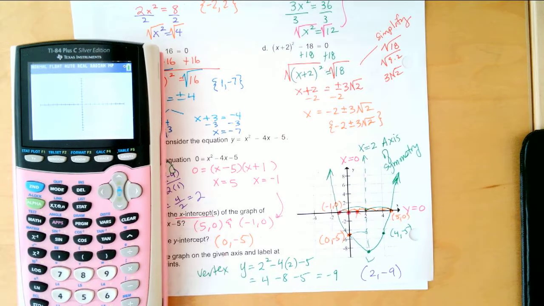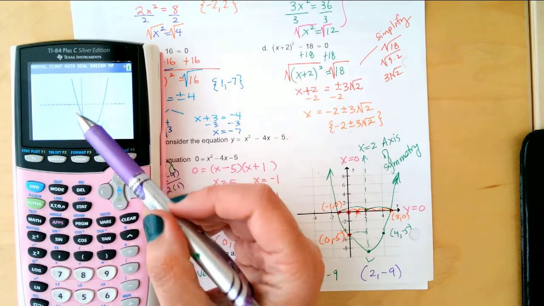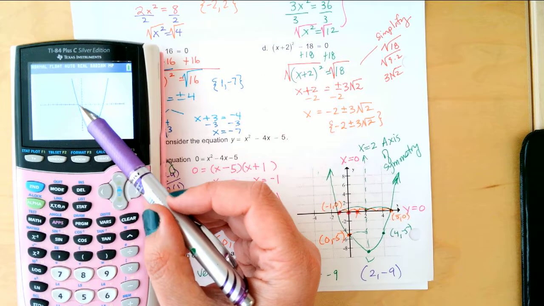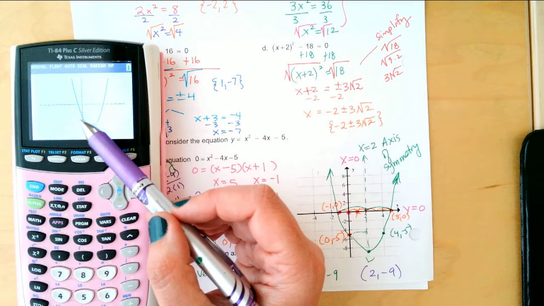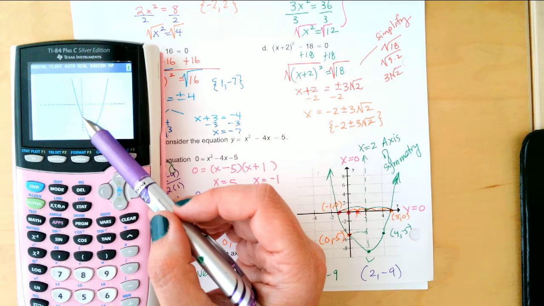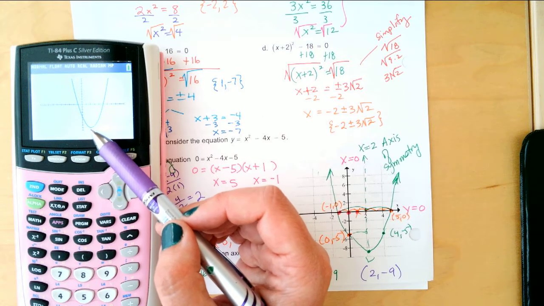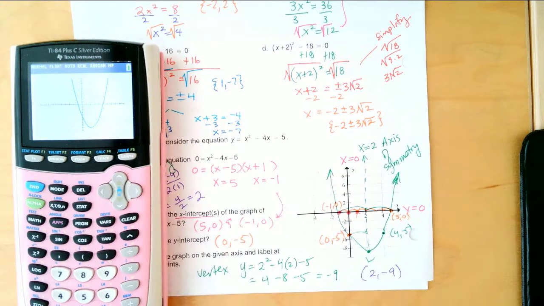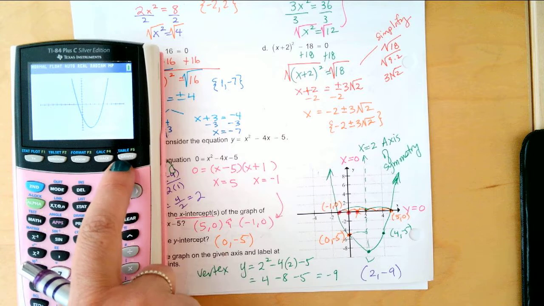And if I press graph, then I'm going to see my parabola. I'm seeing that right now it's crossing at -1. That looks right. It's crossing at 5. It looks like it's crossing the y-axis at -5, and that's looking like the axis of symmetry. I have some other videos on using the graphing calculator, but I'm just going to show you really briefly here.